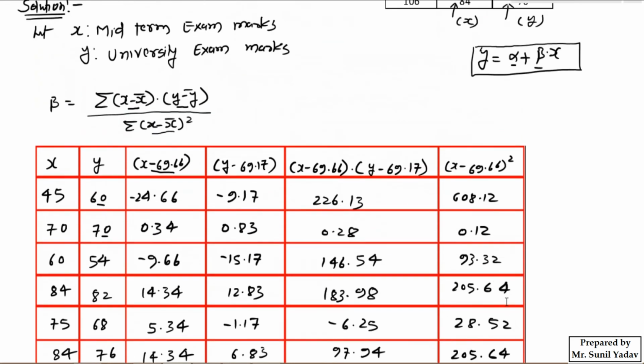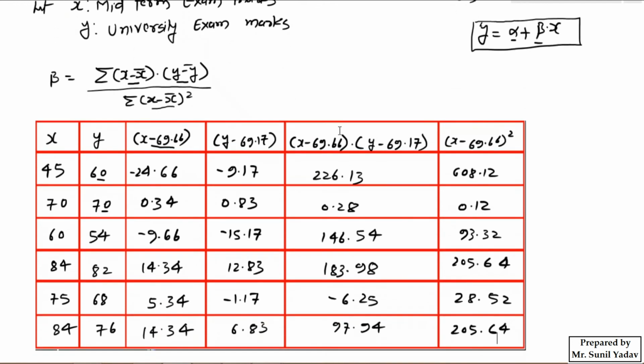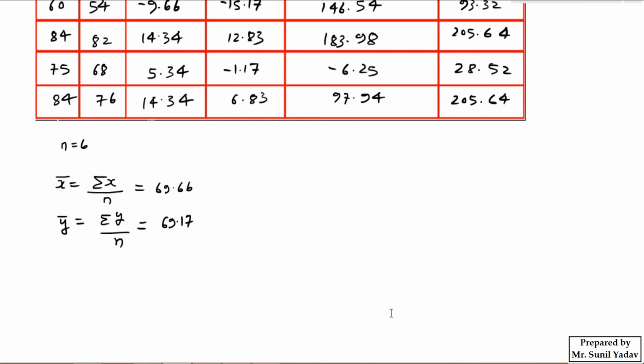So now in the numerator they are saying here we have to estimate summation of x minus x bar into y minus y bar. So here we have evaluated, in this column, x minus x bar into y minus y bar. So if I take the summation of this entire column, after doing the summation of this column, here the values will be 648.